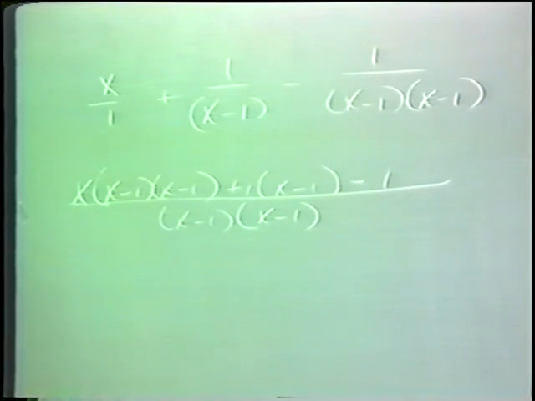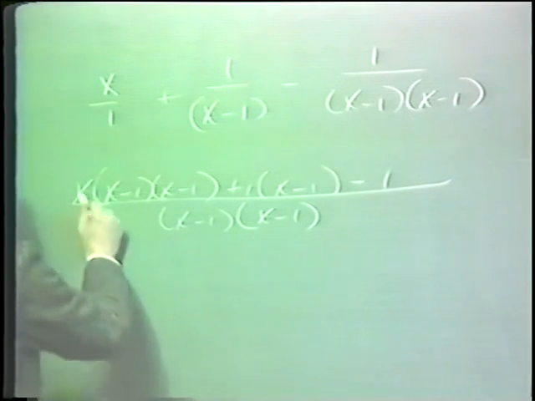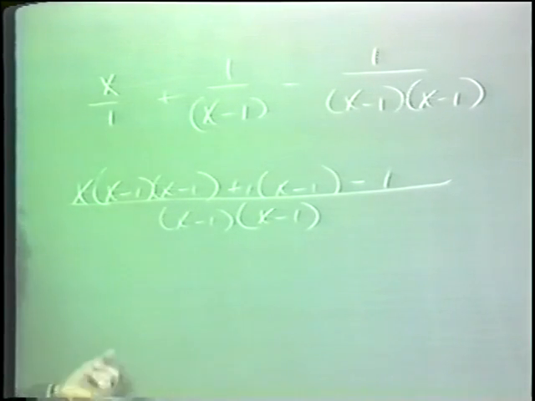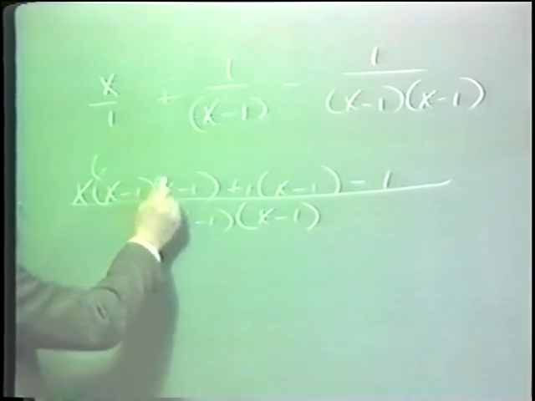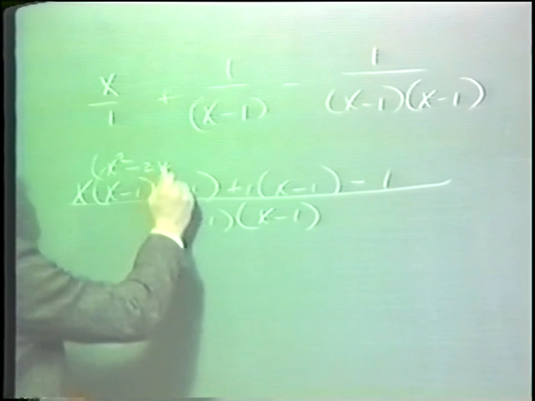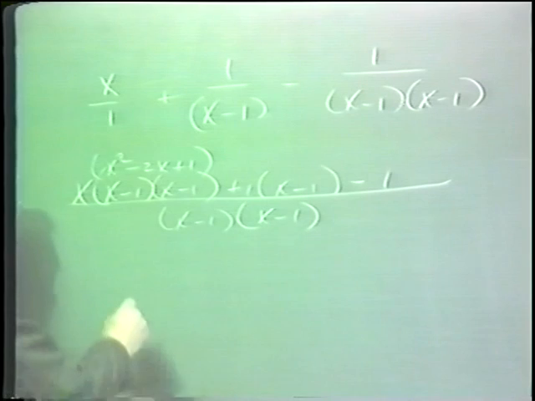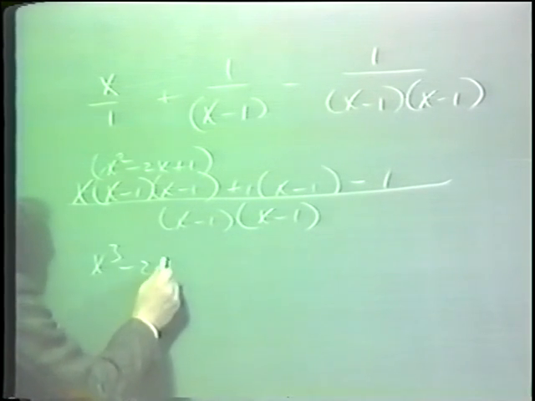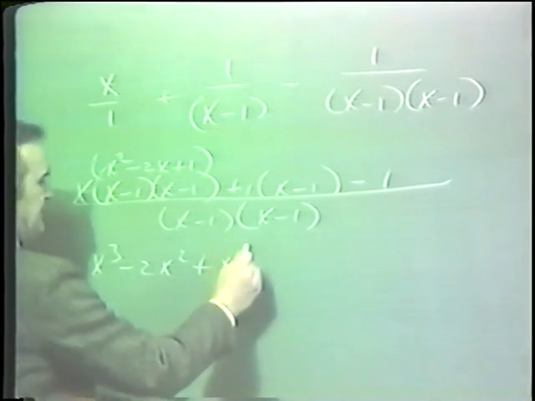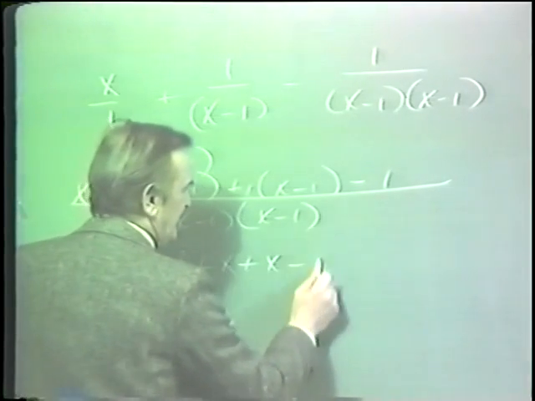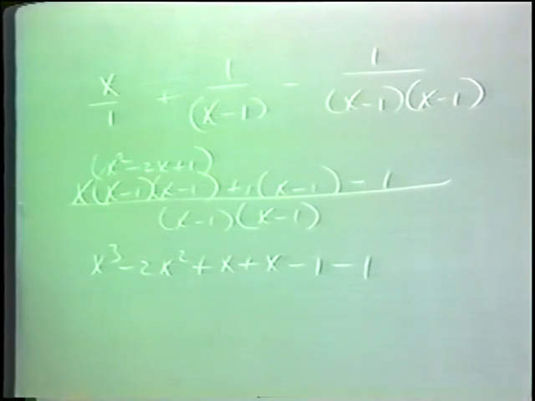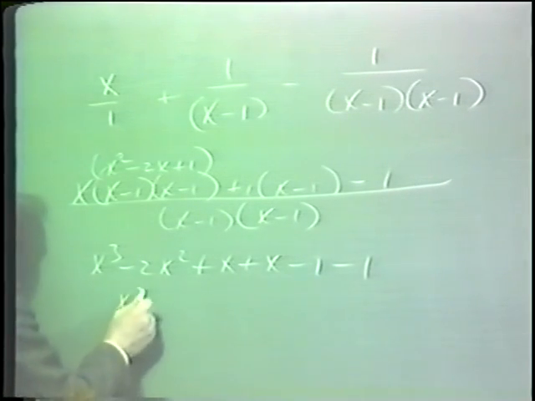Now the job, Tim, is just to clean up the numerator. I told you, when you have a problem like this, for the first term in the numerator it's best to take care of the FOIL first. You don't have to, but it's easiest. If I FOIL this, I have x squared minus 2x plus 1. Now we're going to have to multiply through by x. We get x cubed minus 2x squared plus x minus 1 minus 1.